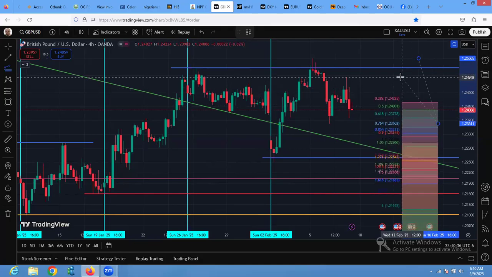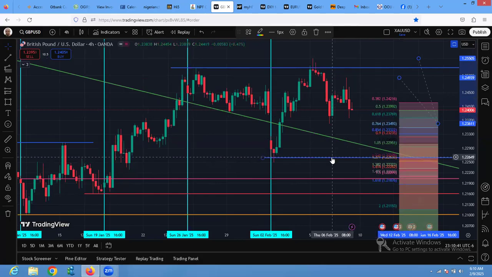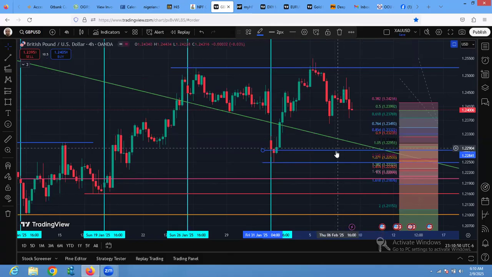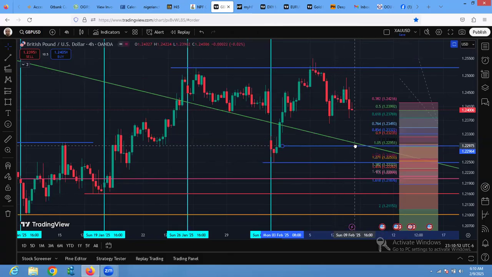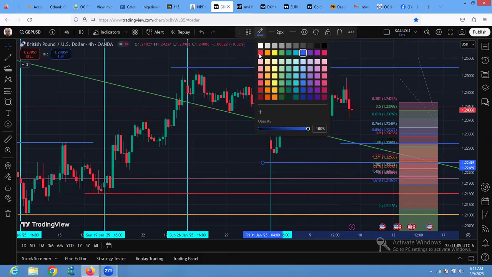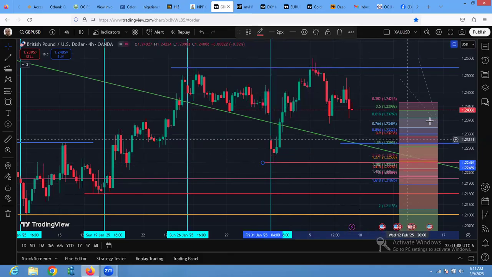And come back here to give you potentially price may turn to the upside from here. From this area, you're going to watch this area for a potential move to the upside without breaking this low. Without breaking this low. And if price should take this low, then price is going to go much deeper.